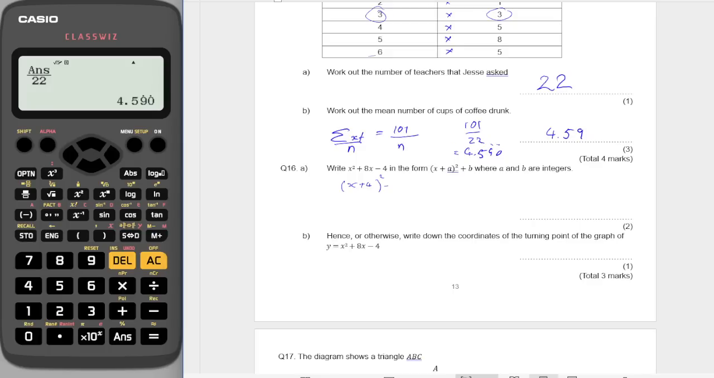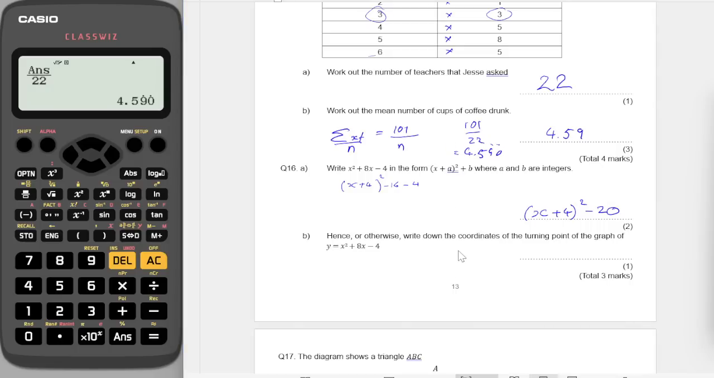So I need to take away 16 from that to get just x squared plus 8x, and then I've still got a minus 4. So that's going to be (x plus 4) all squared minus 20.